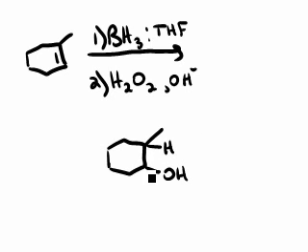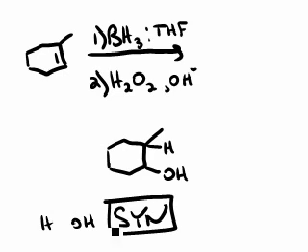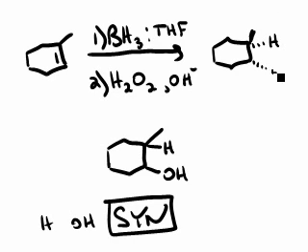And we have two new stereocenters here. This is a stereocenter, and this is a stereocenter. And that means that there's four possible products. But we won't get all four possible products. We only get the products that come from a syn addition, because hydroboration oxidation adds H and OH in a syn addition.